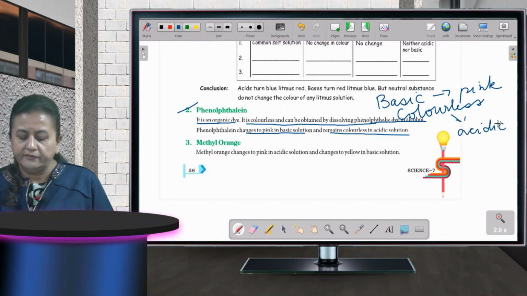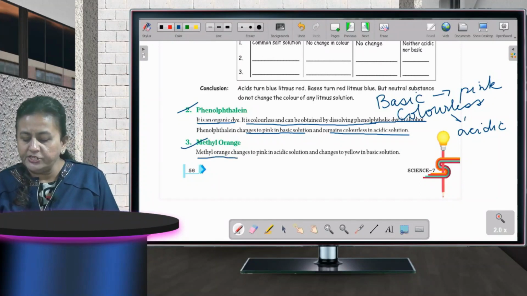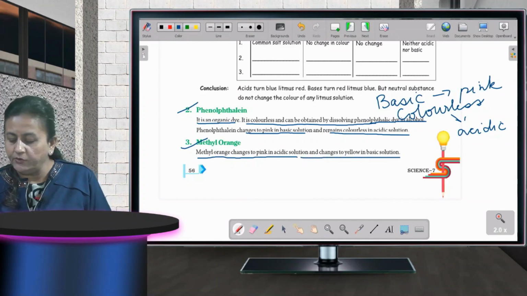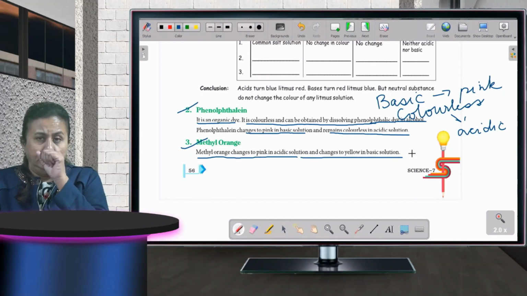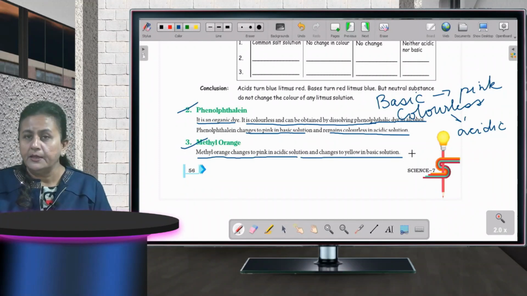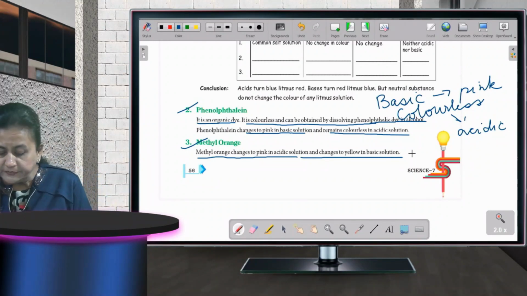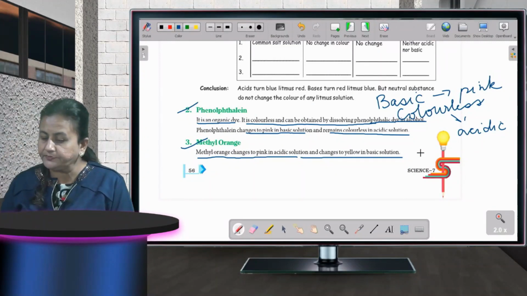Fine, children. Then we have methyl orange. Methyl orange changes to pink in acidic solution and changes to yellow in basic solution. What was happening in phenolphthalein? The basic was changing into pink color. Now, when we are using this methyl orange, what is happening? The acidic changes into pink color and the basic solution changes into yellow color. Fine.